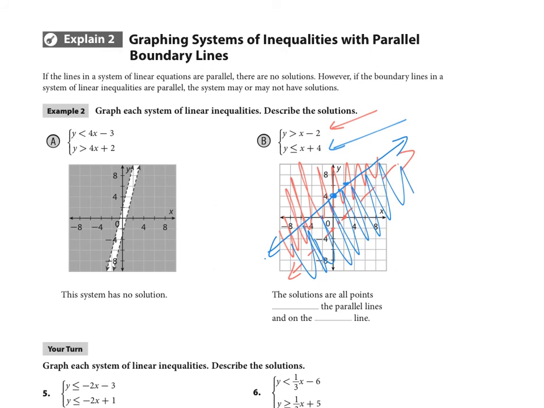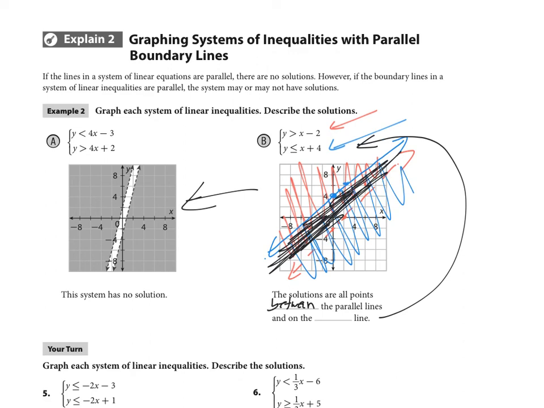So in this case, the overlap region is right in here, right between them. So it's almost the complete opposite of the original one. They overlap each other, but the dark area is between. So the solutions are all points between the parallel lines and on what line? The one that's inclusive. Okay, so on the y is less than or equal to x plus 4 line. Why? Because it has equal to. So any points that are on the solid line you have to include as well.